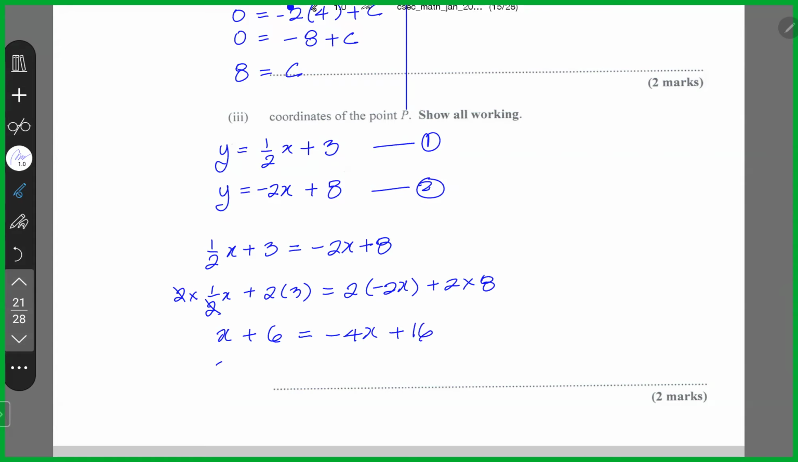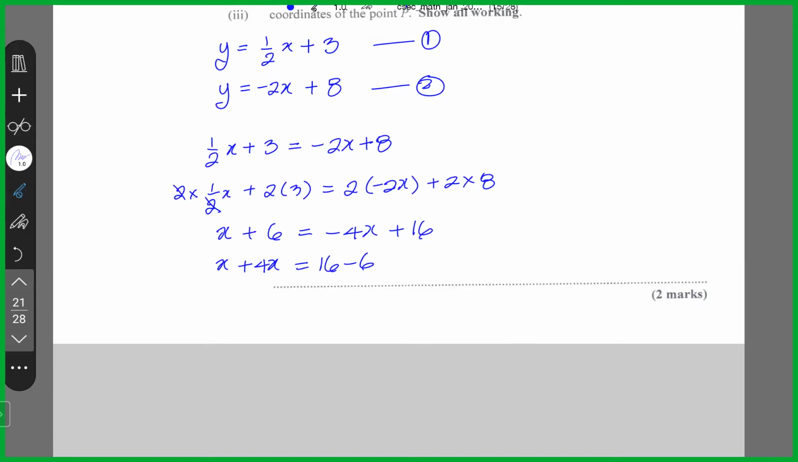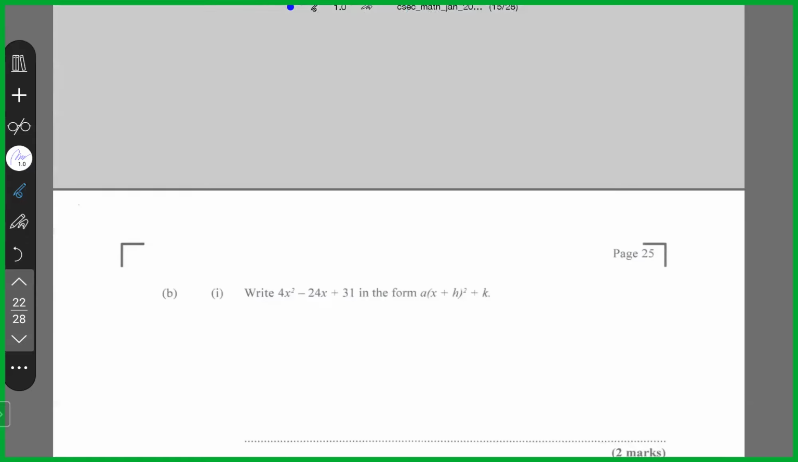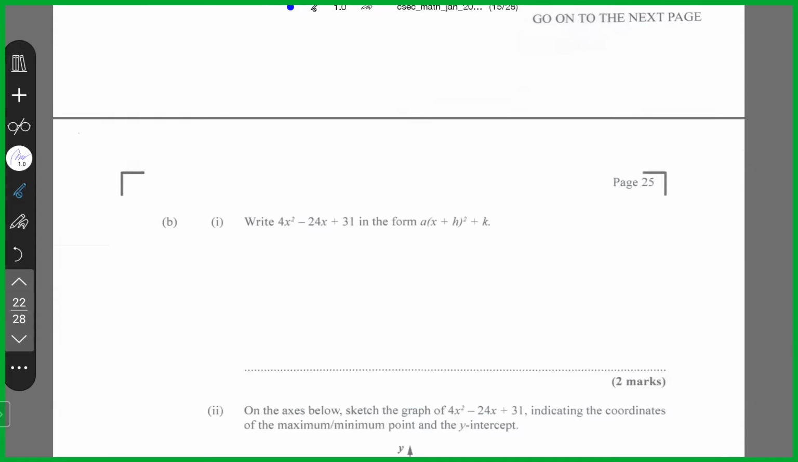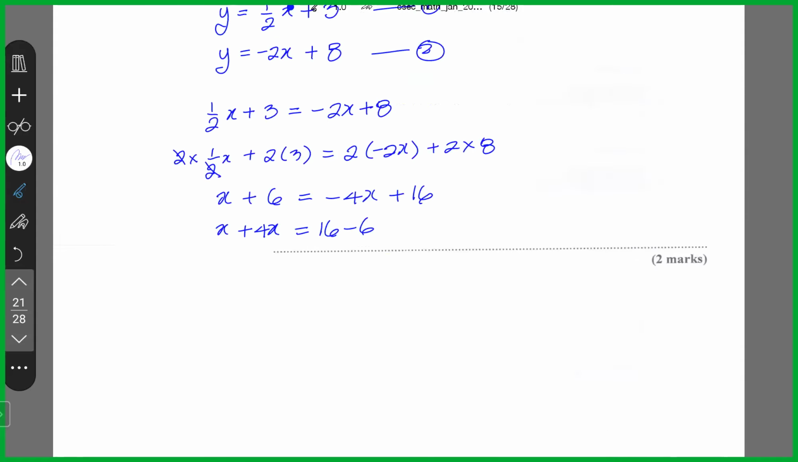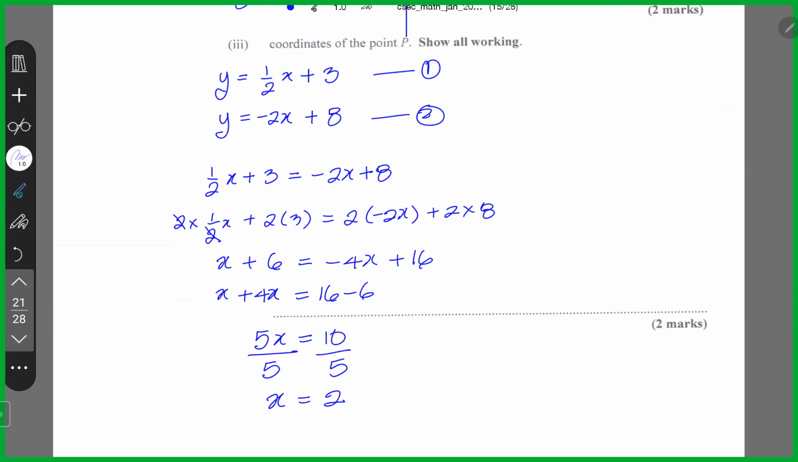Now I have x plus 4x equals 16 minus 6. Positive 6 goes over to the right and becomes negative. Negative 4x on the right goes over to the left and becomes positive. Now I have 5x equals 10. Divide both sides by 5, and we have that x equals 2. So x at the point P is 2.